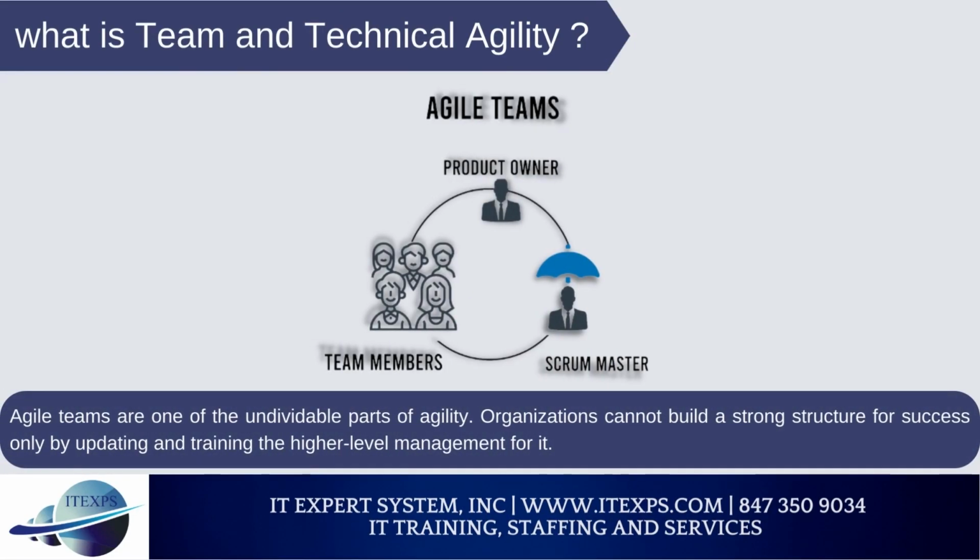What is team and technical agility? Agile teams are one of the indivisible parts of agility. Organizations cannot build a strong structure for success only by updating and training the higher-level management. As higher management plays a critical role in any Agile organization, similarly Agile teams play a crucial role along with it by building a strong base for the organization.